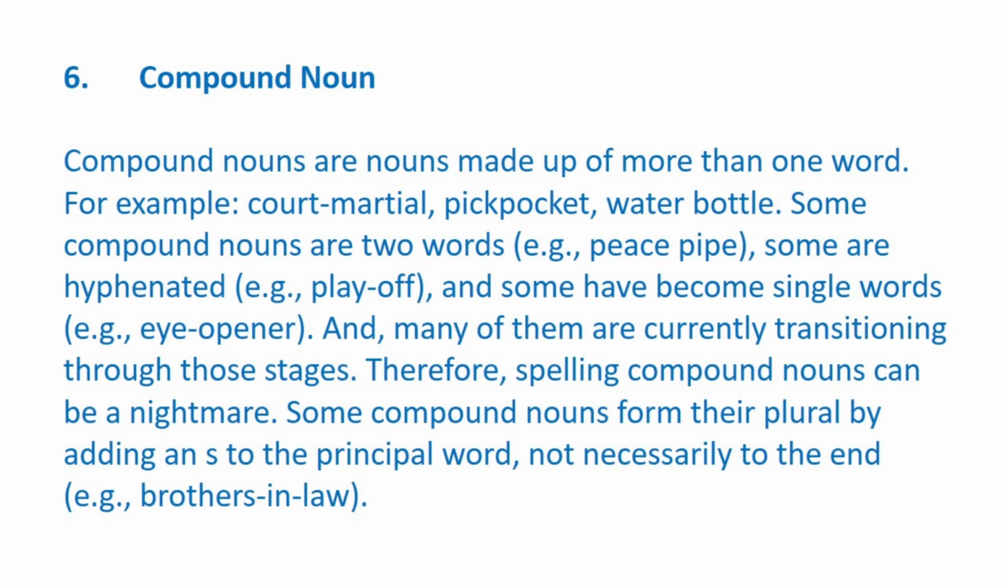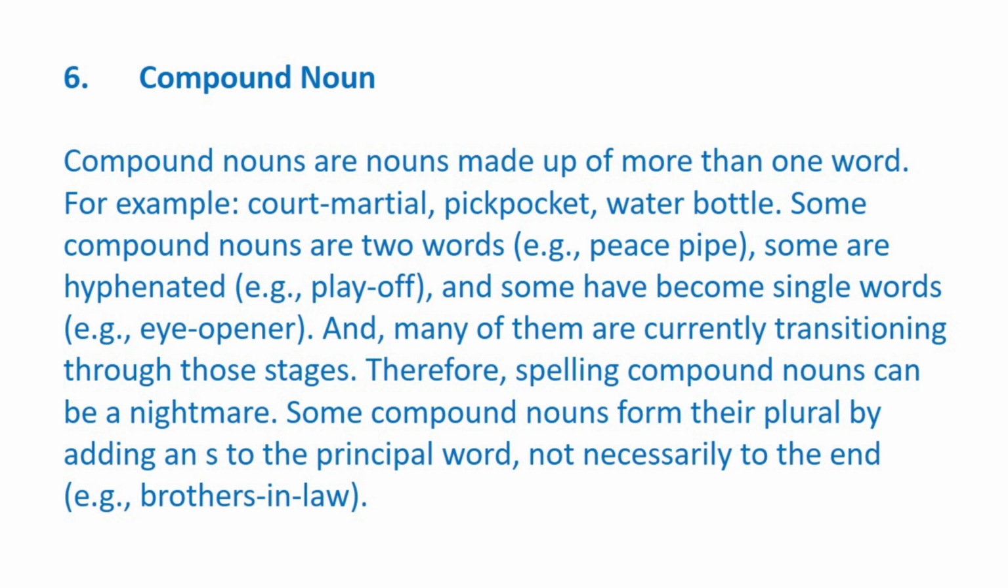6. Compound noun. Compound nouns are nouns made up of more than one word. For example, court-martial, pickpocket, water bottle. Some compound nouns are two words, e.g., peace pipe, some are hyphenated, e.g., playoff, and some have become single words, e.g., eye-opener. And many of them are currently transitioning through those stages. Therefore, spelling compound nouns can be a nightmare.